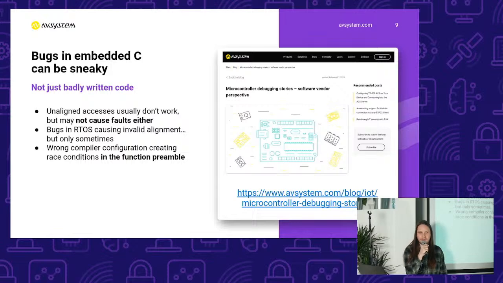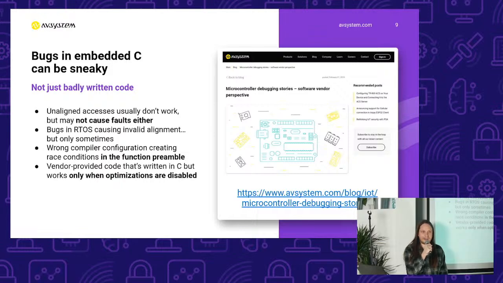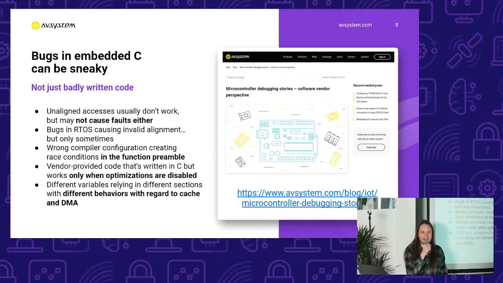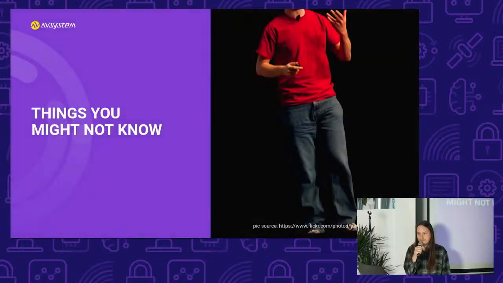If you have wrong settings for your compiler, then you can have a race condition in the function preamble. That also happened in real life, and you can read about that in the blog article that is linked on this slide. And sometimes vendors provide you with some drivers with C code, but it only works when optimizations are disabled. You can have problems with caches and DMAs and all very interesting stuff. So what do we do about it?